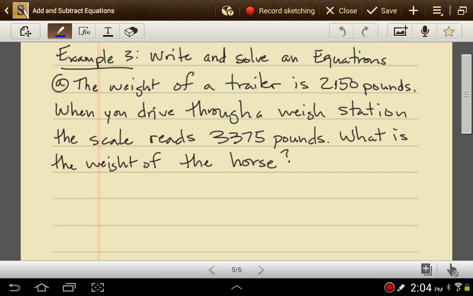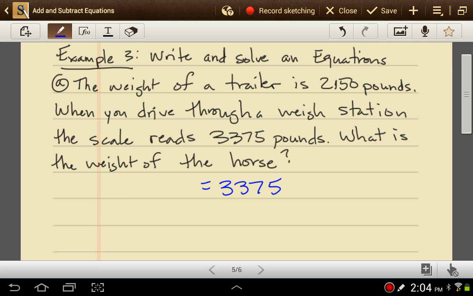When you drive through a weigh station, the scale reads 3,375 pounds. What is the weight of the horse? Well, if I wanted to know the total weight, I have to think of that. The total weight is 3,375. So that's my total weight. What makes up my total weight? Well, the trailer and the horse. So the trailer is 2,150, and the horse, we don't know.